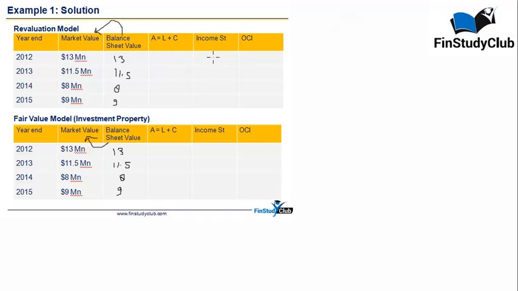Let's take every case one by one. It says that in 2012 an asset which was purchased for 10 has gone up to 13, which means my asset goes up by 3. Therefore my capital also needs to go up by 3. The question is, which part of the capital needs to go up?